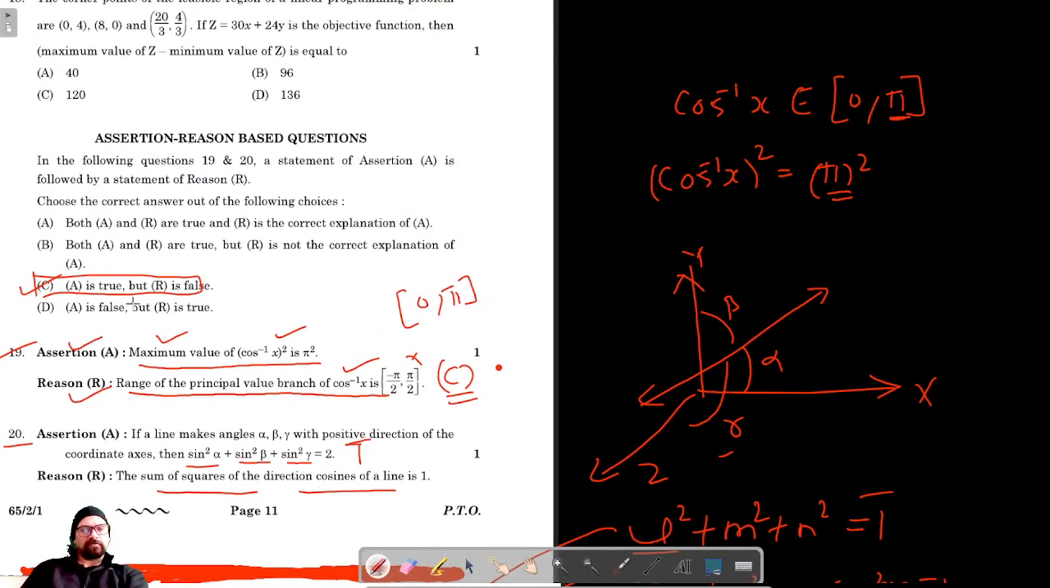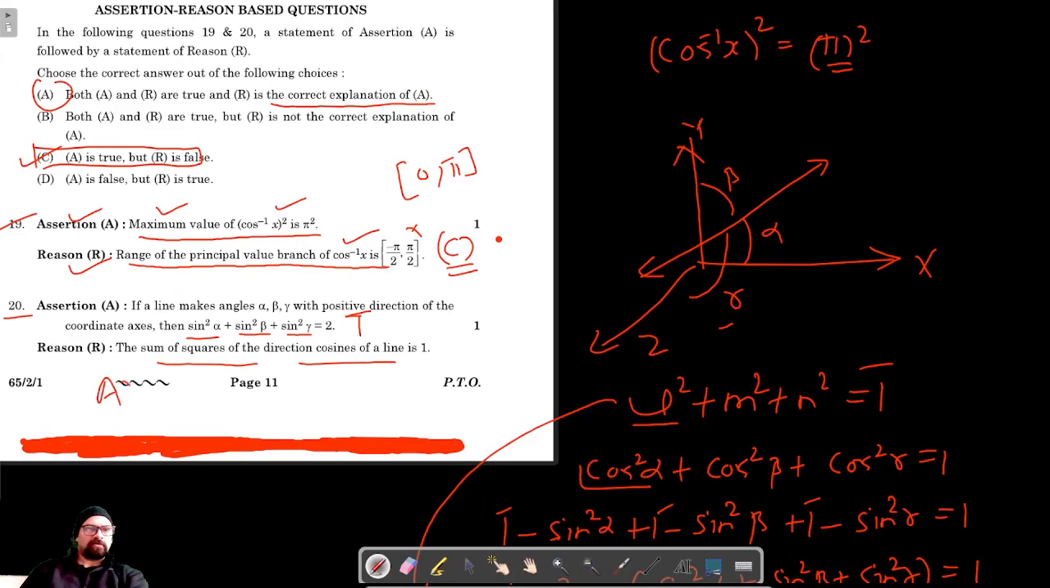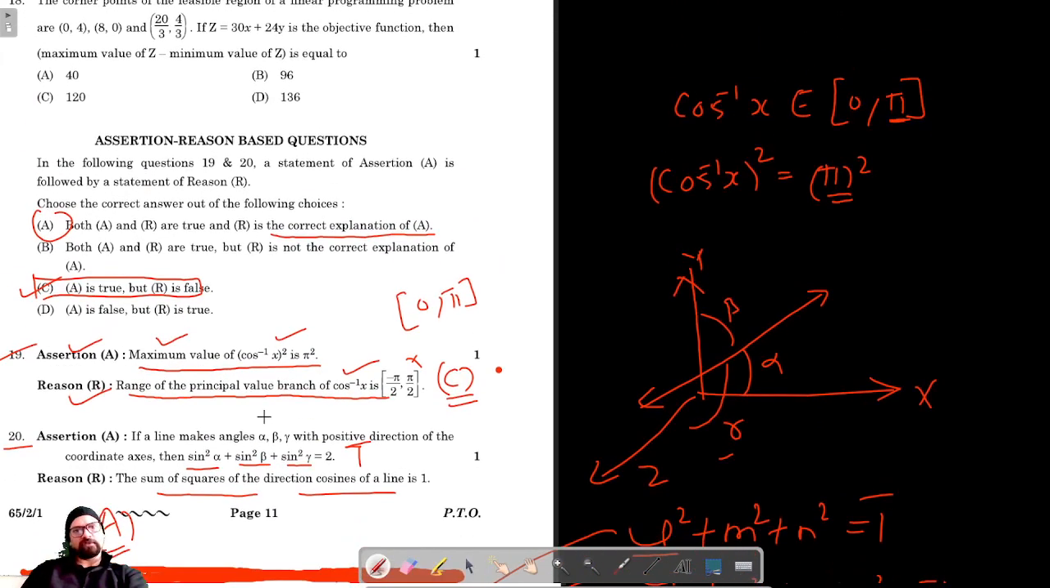So in this case, both A and R are true, and R is the correct explanation of A. So A is the correct option for question number 20.